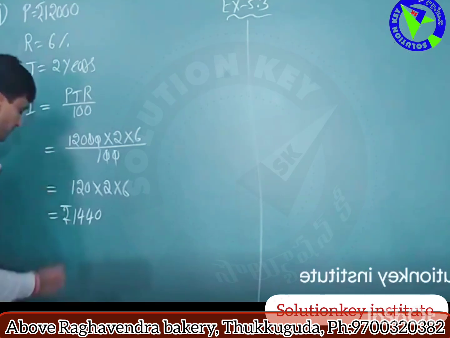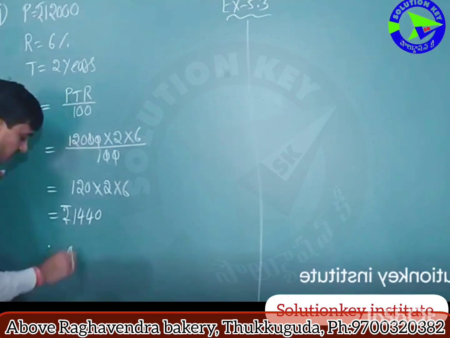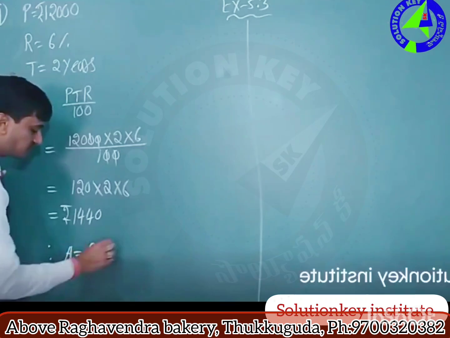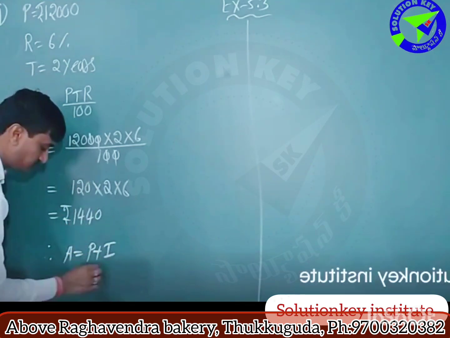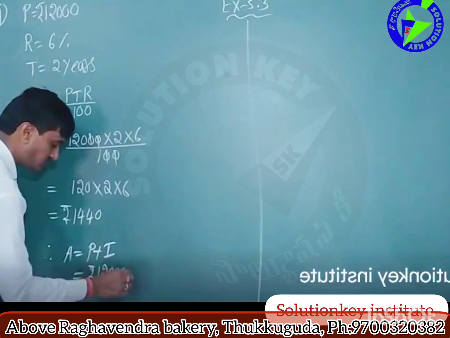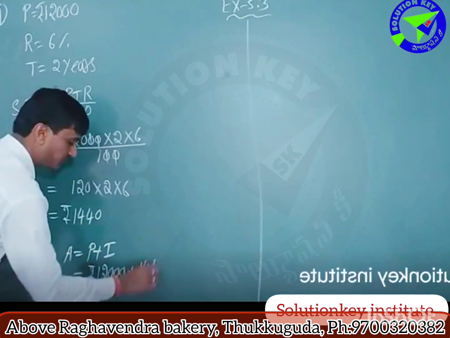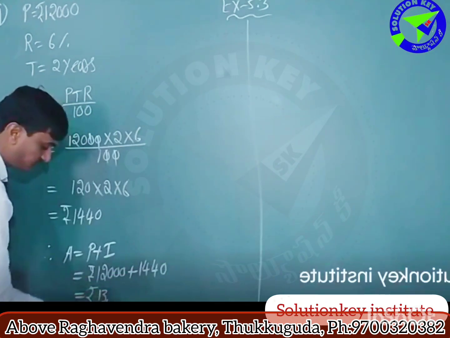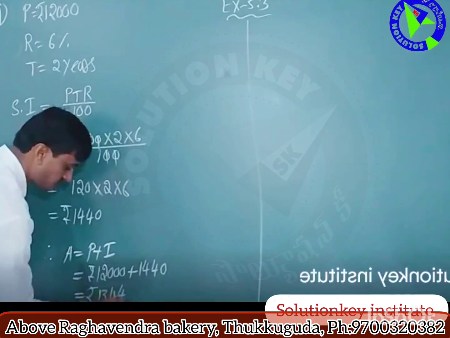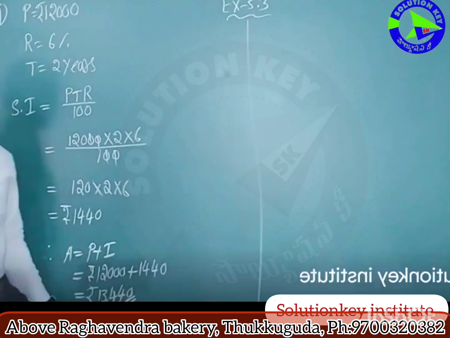And total how much now? Amount A is equal to P plus I. So what is P? 12,000 rupees plus interest 1440. So totally 13,440. That's it only.